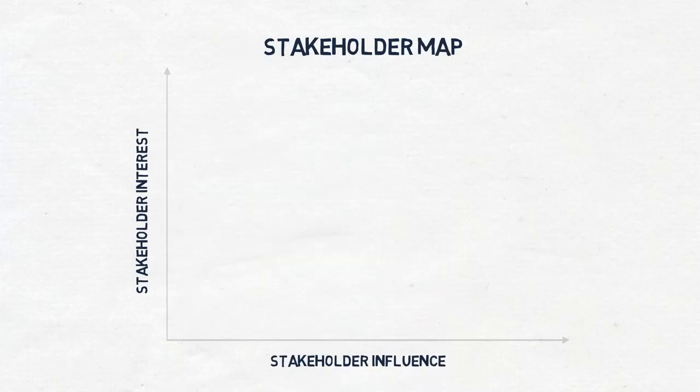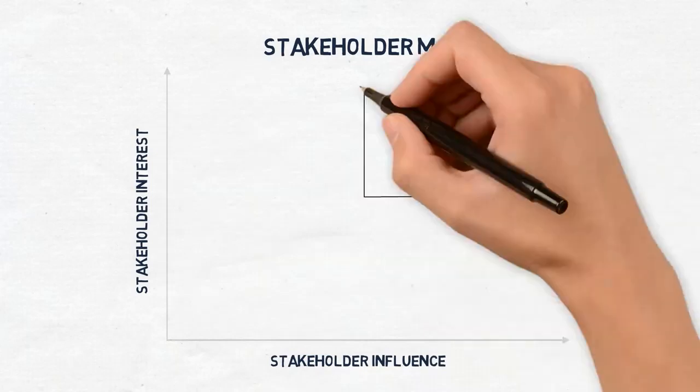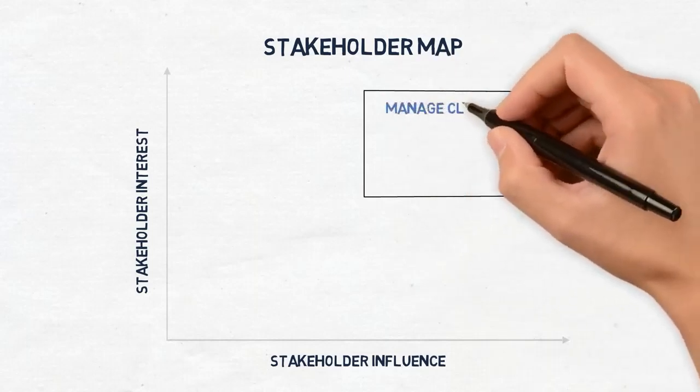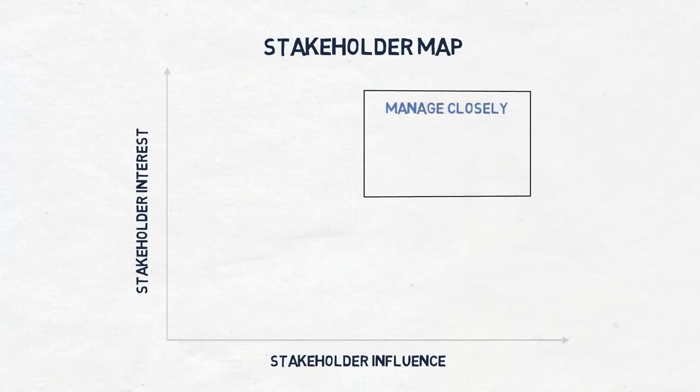Let's take a look at the matrix. Stakeholders who fall in the high influence and high interest category are people you should manage closely. These are people who have the ability to make or break your project, so it's important to give them regular updates and see if they need anything from you.